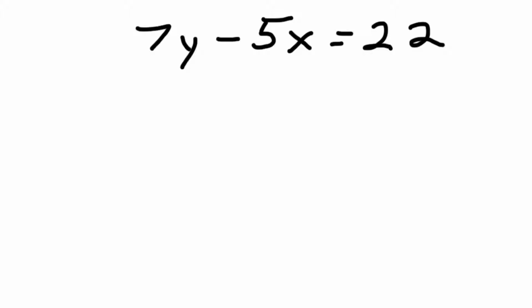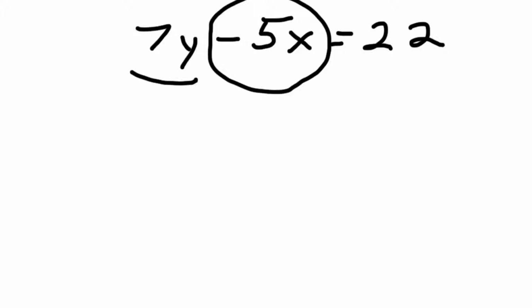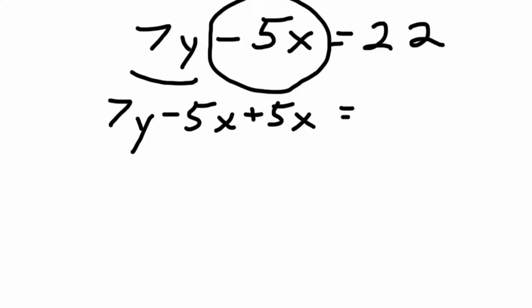Let's take this one, 7y minus 5x equals 22. Okay, again, we want it in terms of y. So first thing we've got to get rid of is this negative 5x. So we go 7y minus 5x plus 5x. We just add the opposite. And then we've got to do it on this side.